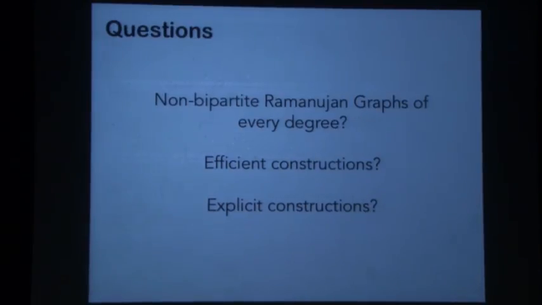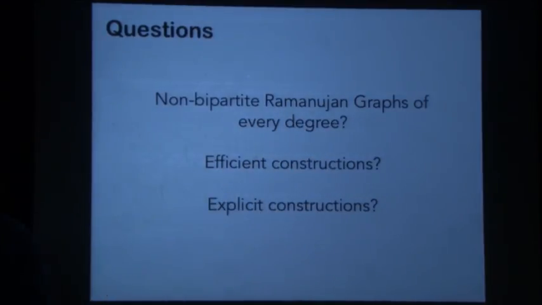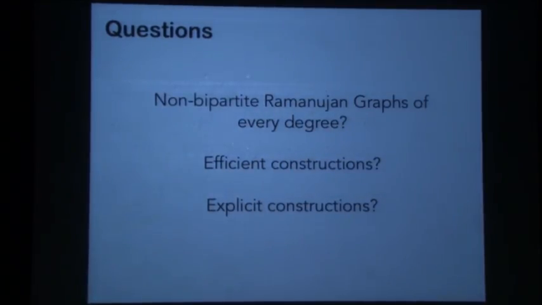You take the lift in which all edges cross. So in some sense, the non-bipartite case is harder than the bipartite case. You can't go the other way around. You can't unwind a bipartite graph to get a non-bipartite Ramanujan graph. You can get close, but not quite there. Okay, so that's one thing we would really love to understand.